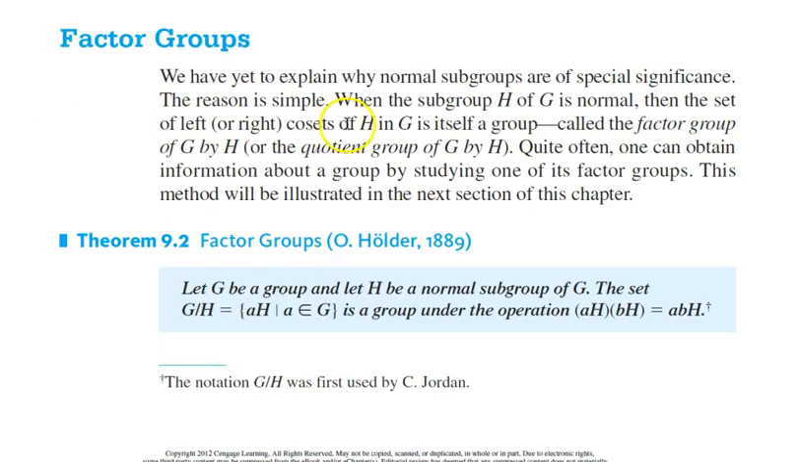Factor groups. When the subgroup H of group G is normal, then we can construct a new group called a factor group or quotient group using the left cosets of H in G. And this can be done only in that case. Theorem 9.2. Let G be a group and let H be a normal subgroup of G. Then the set of all left cosets of G by H is a group under this operation: aH times bH is equal to abH.